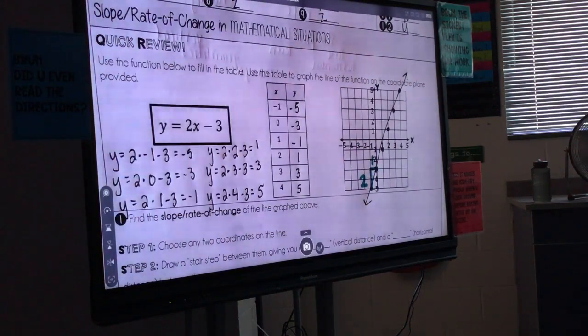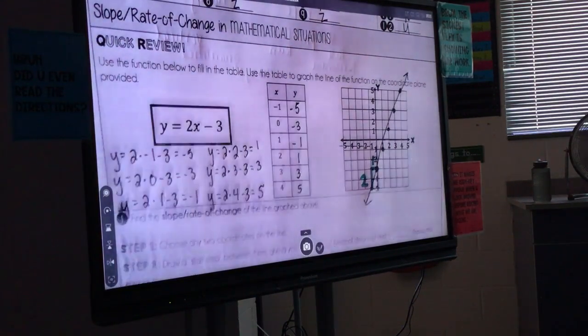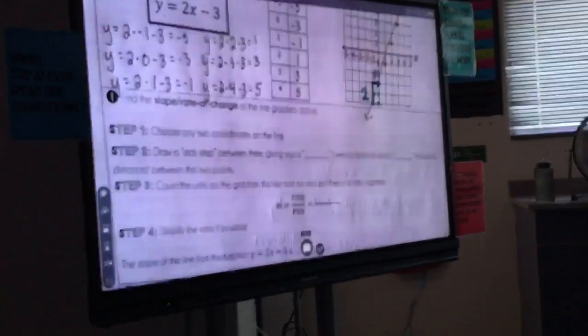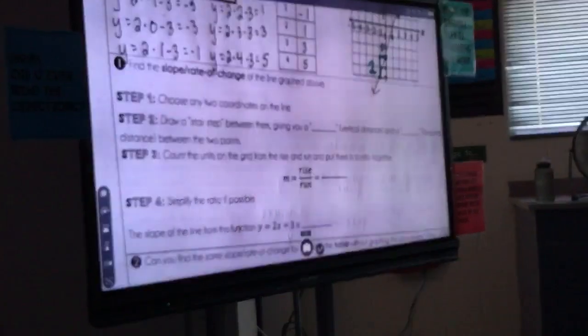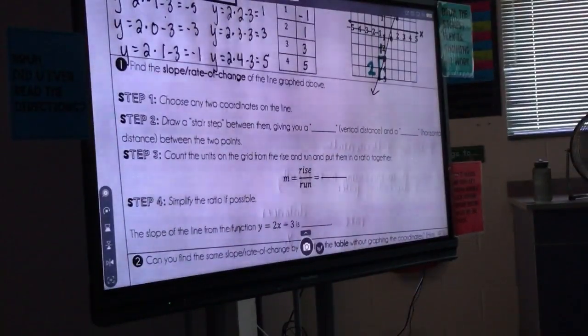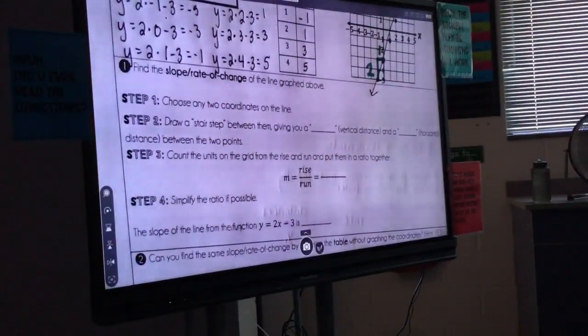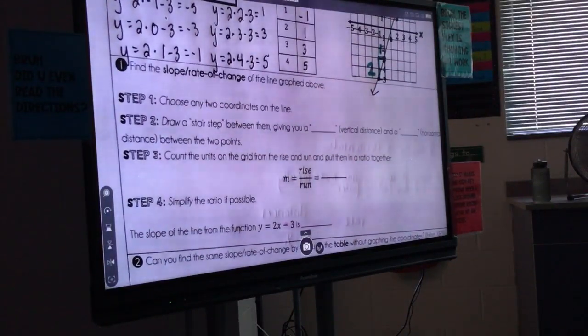We're going to talk about it in a second. All right. So now it says find the slope/rate of change of the line graphed above. Well, we already did that. So this next part should be fairly easy for us because we're already noticing that pattern. So it says choose any 2 coordinates on the line, which we did.